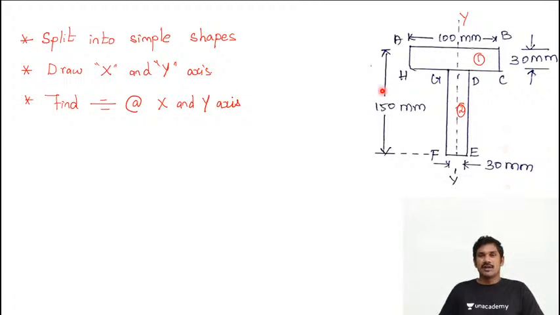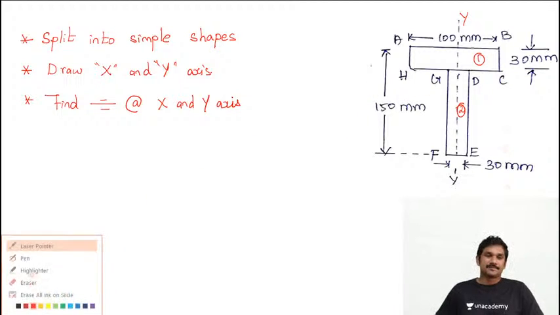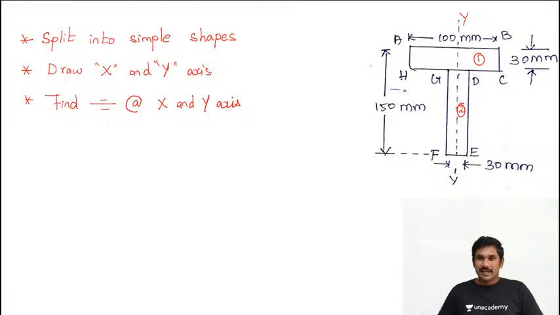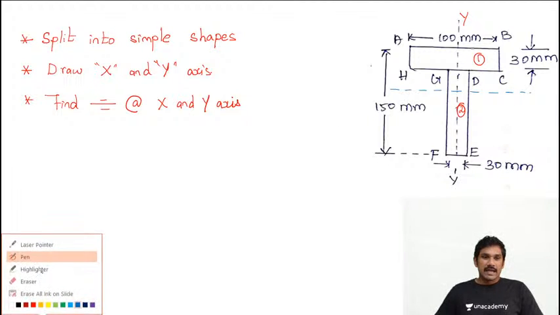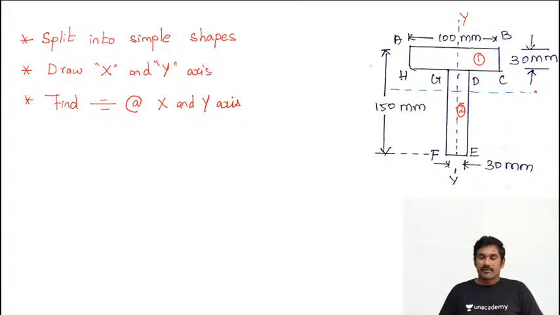But if you draw the X axis and check whether it is symmetrical, no, it's not symmetrical. So you have to find the position of the X axis. That's our aim here, right?